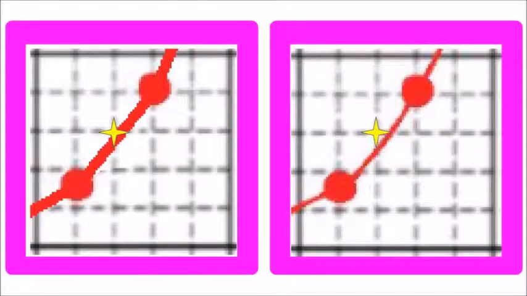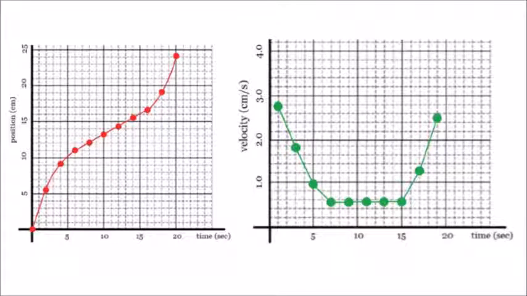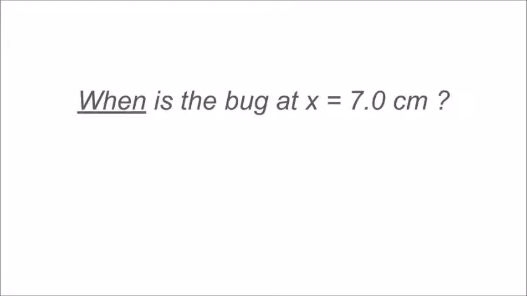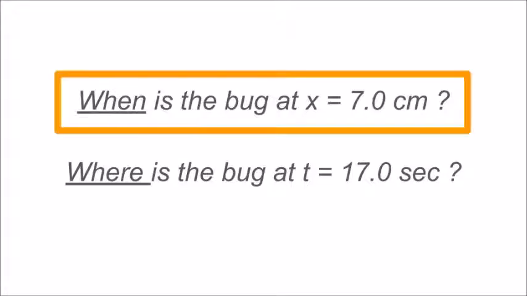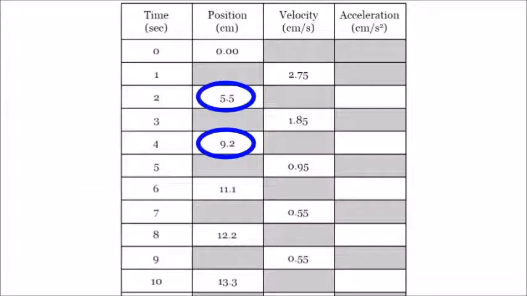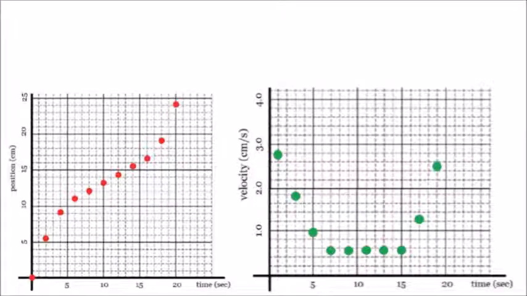See the difference? Great! Let's take our data and our models to answer 2 questions. When is the bug's displacement 7 centimeters? And where is the bug after 17 seconds? First question first. Looking at the data, we see that the answer is between 2 and 4 seconds, but the data is limited. Looking at the graph, we'll find our answer here.